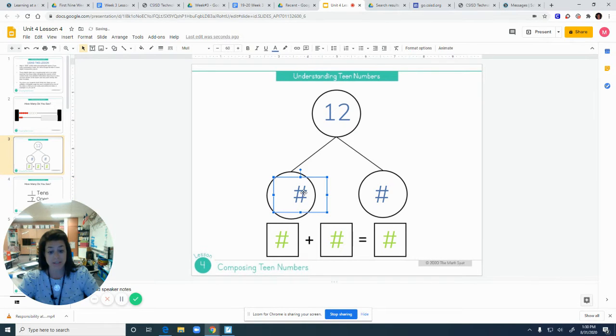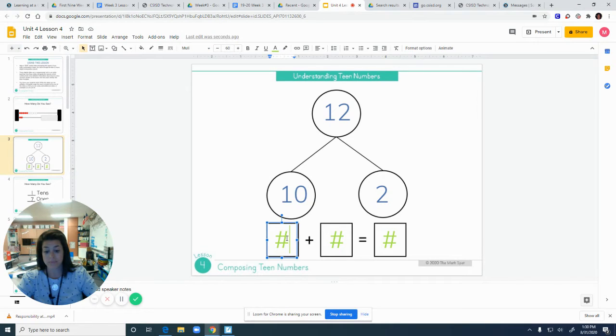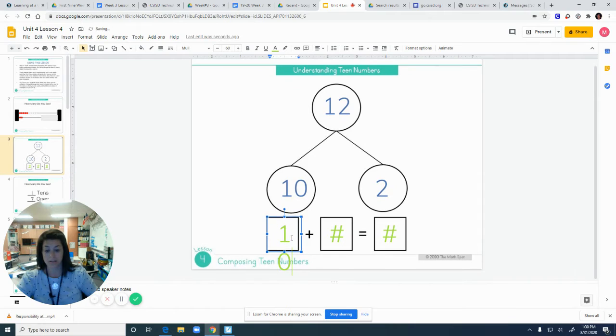I'll use a 10 and I'll use a 2 as well. So 10 and 2 get me to 12. How I put that in the number sentence is the same way. I'm going to put that 10 plus 2 equals 12.